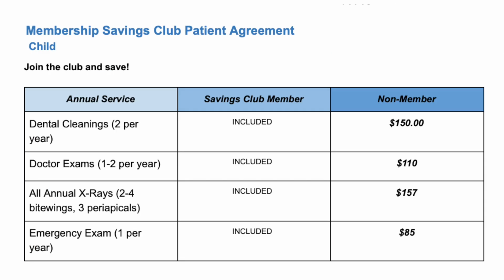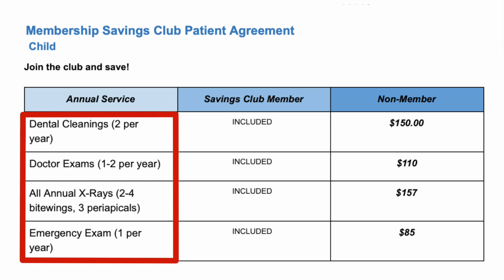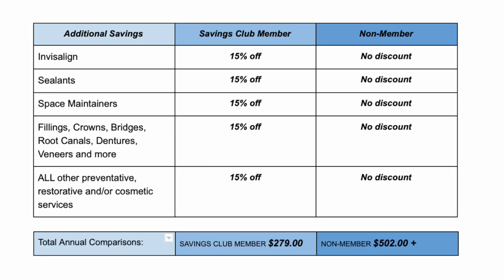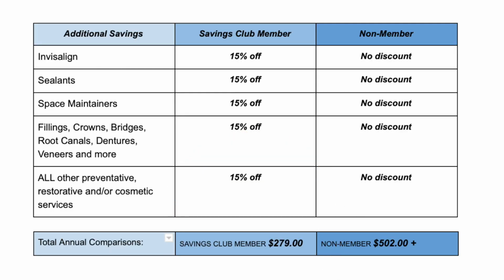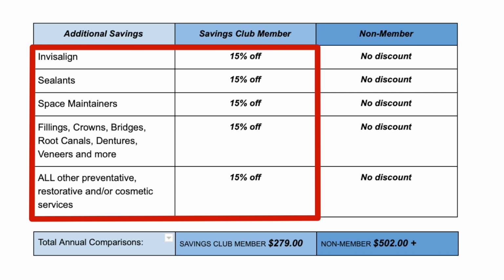Finally, for children, we offer the same preventive basics as healthy adults: 2 cleanings, 2 exams, x-rays, and 1 emergency. These plans typically range from $249 to $279, and that's exactly what we charge, keeping the membership price in that 50 to 55% range of our full fees. And again, a 15% discount off of restorative and everything else. So those are the plans by the numbers.